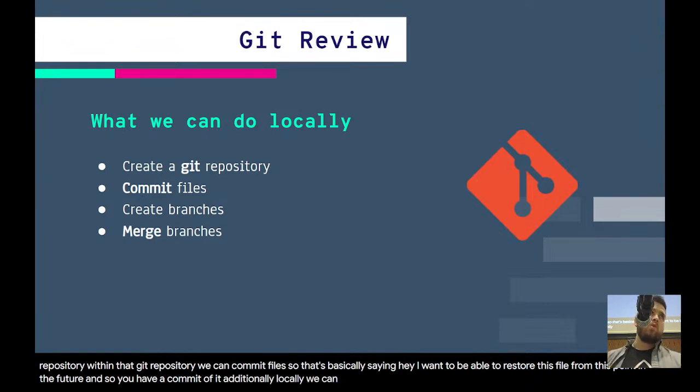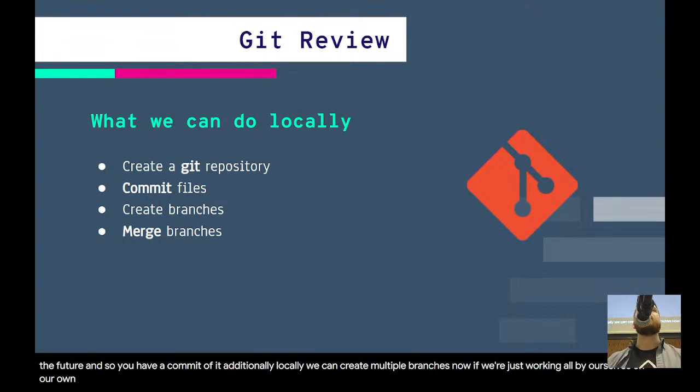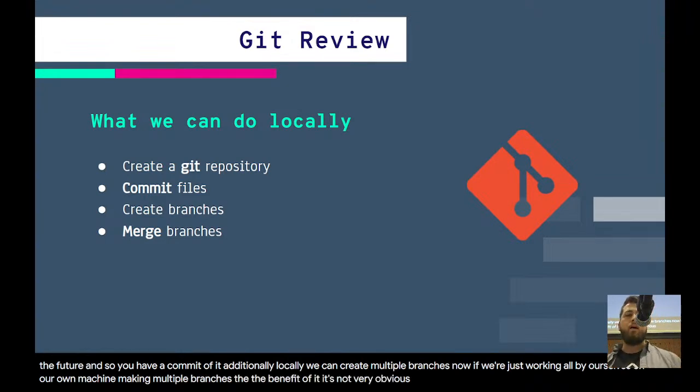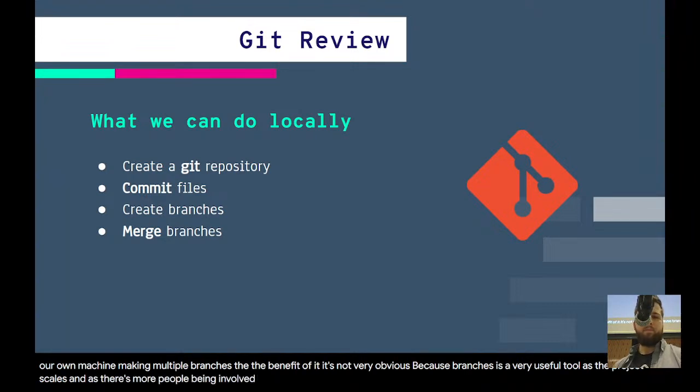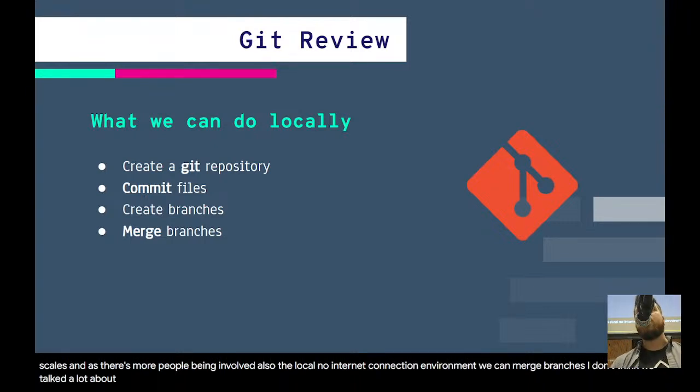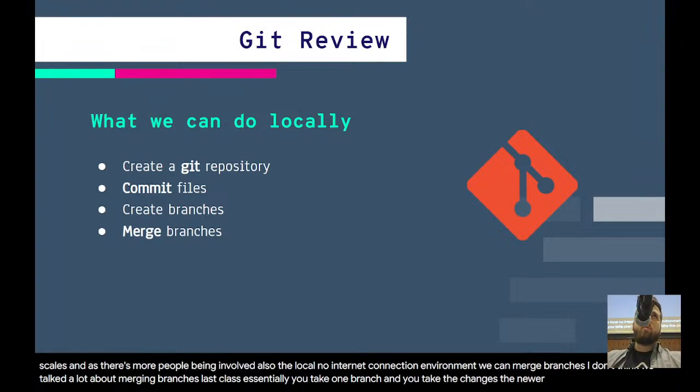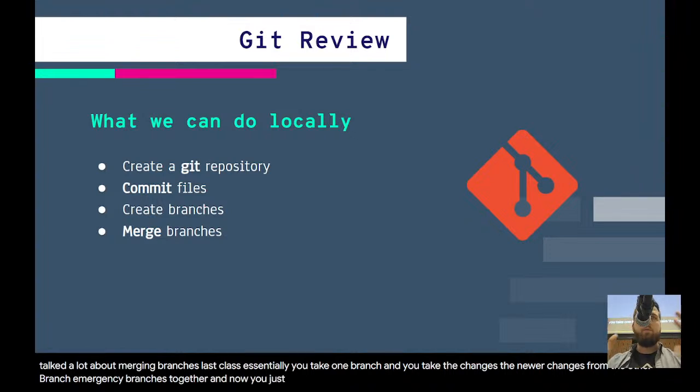Additionally, locally, we can create multiple branches. Now, if we're just working all by ourselves on our own machine, the benefit of making multiple branches is not very obvious. Branches are a very useful tool as the project scales and as more people are involved. Also, in the local, no internet connection environment, we can merge branches. I don't think we talked a lot about merging branches last class. Essentially, you take the newer changes from one branch and merge the two branches together, and now you just have one branch again.